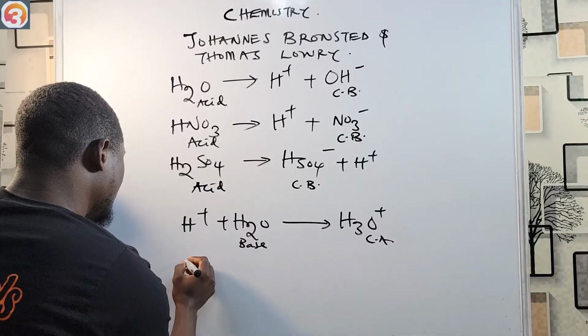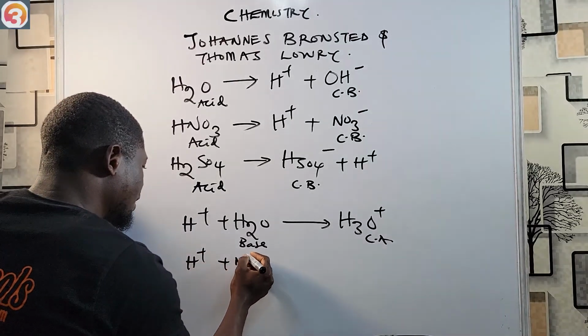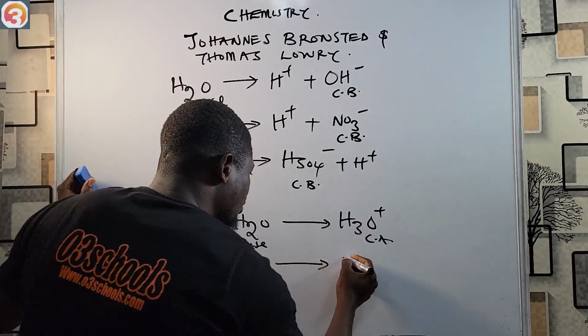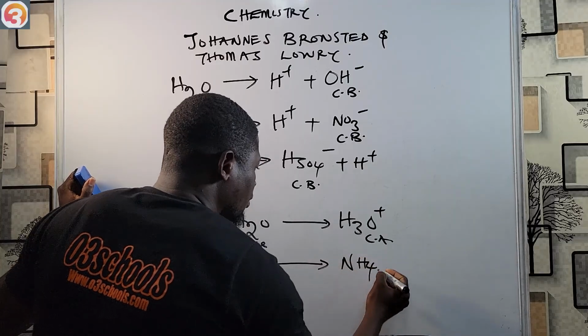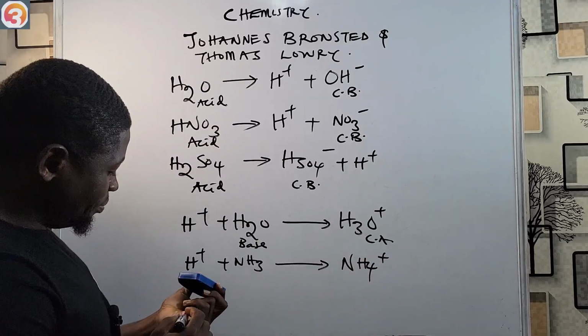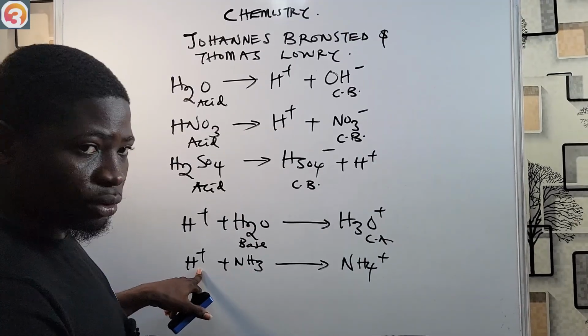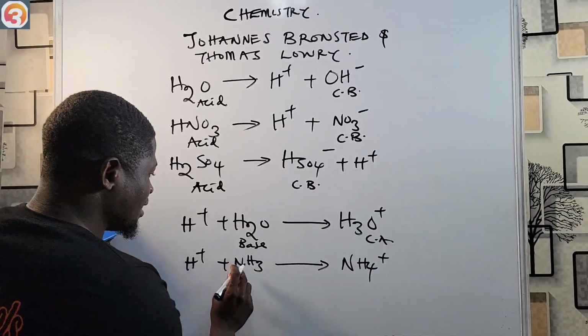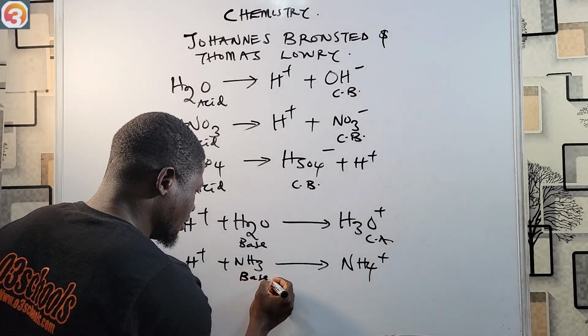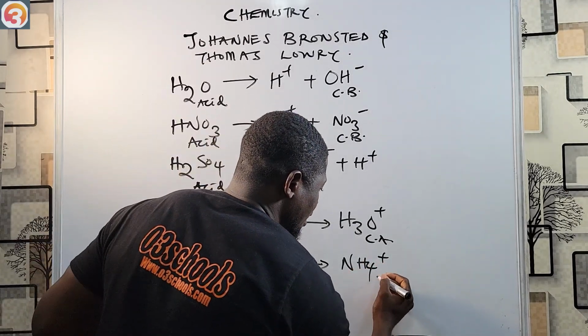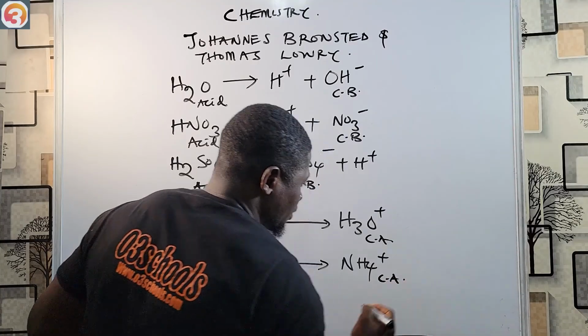Also, let's see NH3. H+ plus NH3 gives us the ammonium ion, NH4+. You see here, the ammonia is accepting the proton to give us the ammonium ion. So this is NH3 acting as the base, while NH4+ is the conjugate acid.